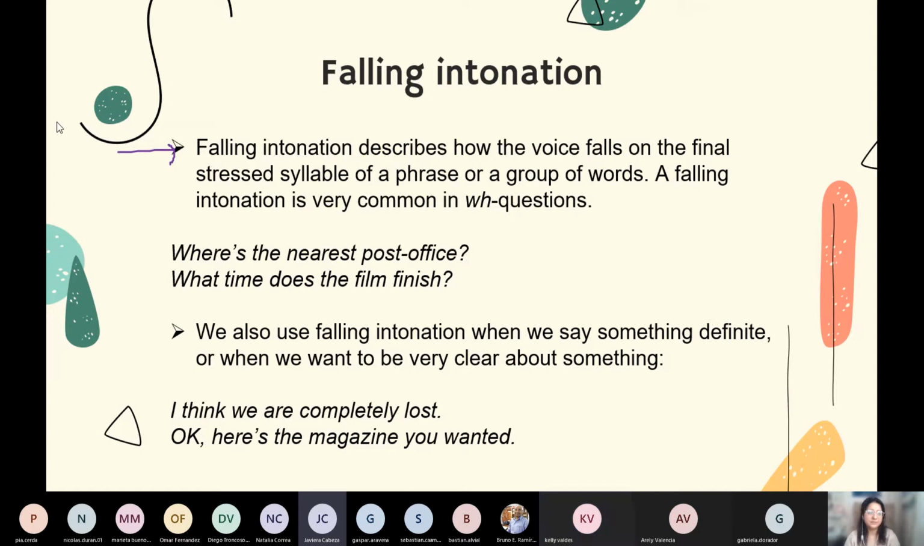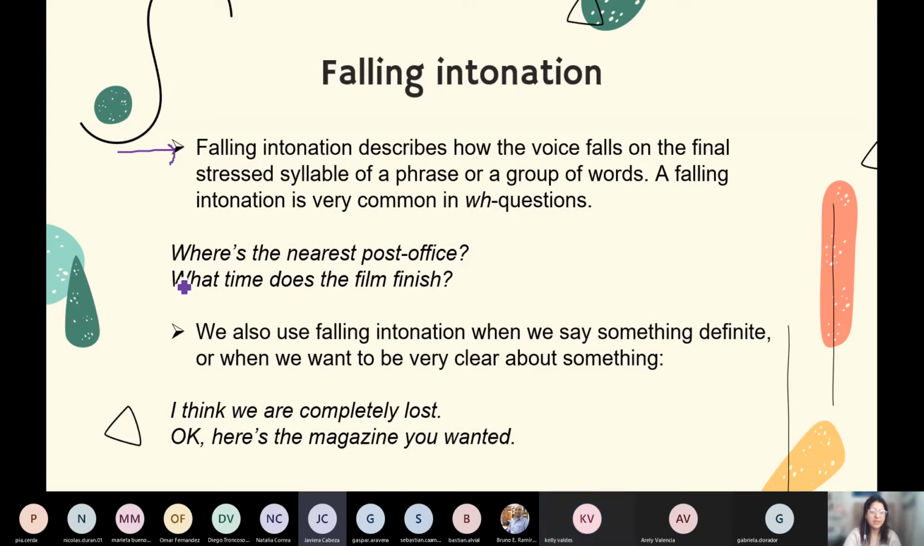Okay. Falling intonation describes how the voice falls on the final stress syllable of a paragraph or a group of words. A falling intonation is very common in WH questions.